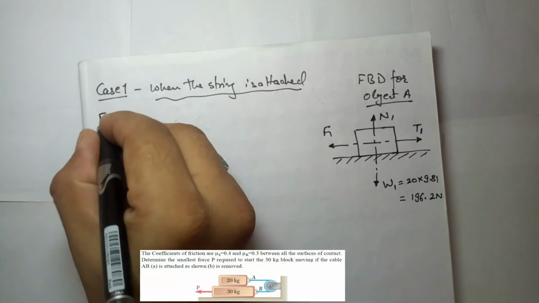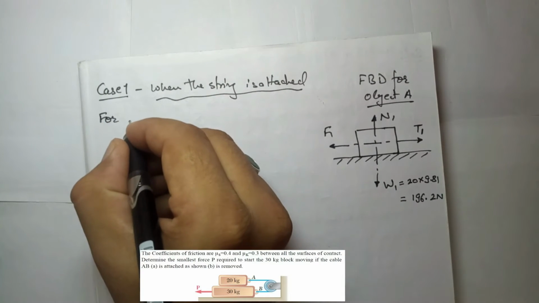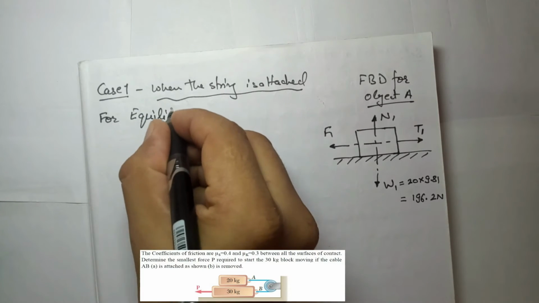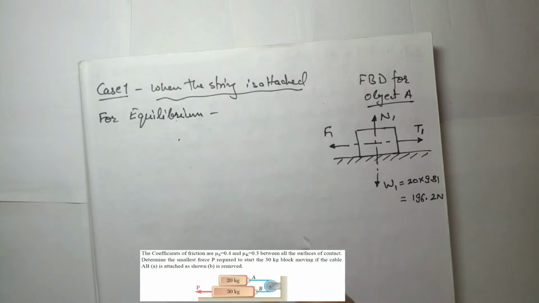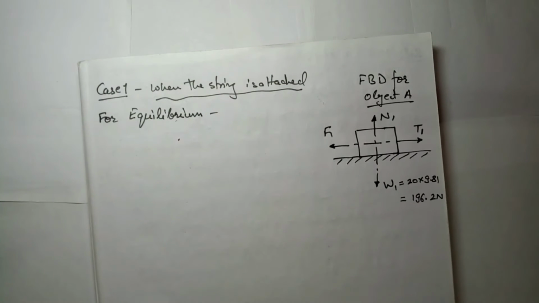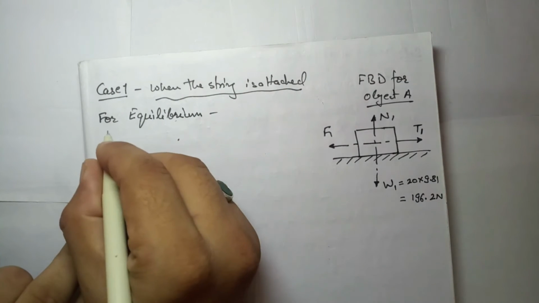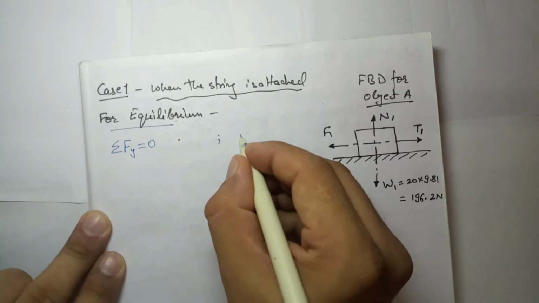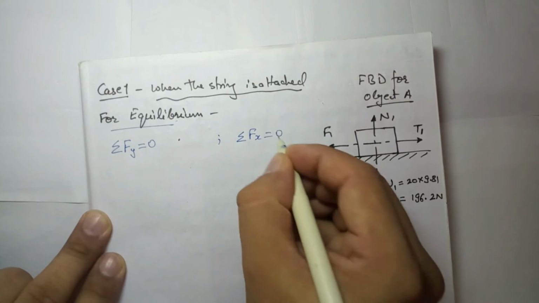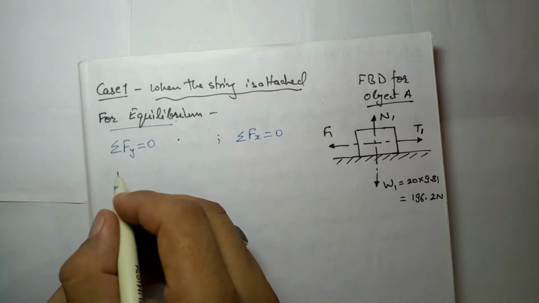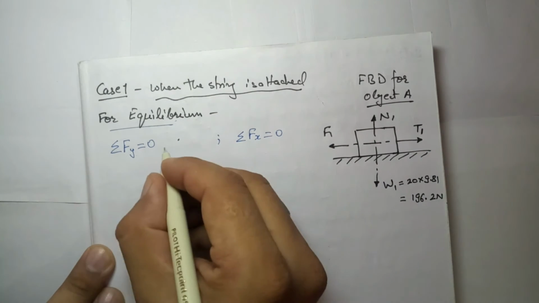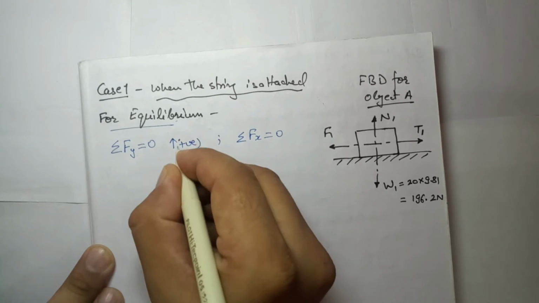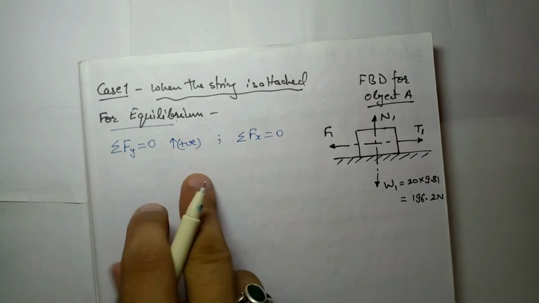Now for the equilibrium condition, we consider the object in equilibrium. Whenever we have to solve any question, we have to assume that the object is in equilibrium. Only then we can apply the force equations. For equilibrium, the sum of all y direction forces is 0, and the sum of all x direction forces will also be 0. So we will see the sum of all y direction forces. We have assumed that upward is positive. You have to take the assumption in this way.